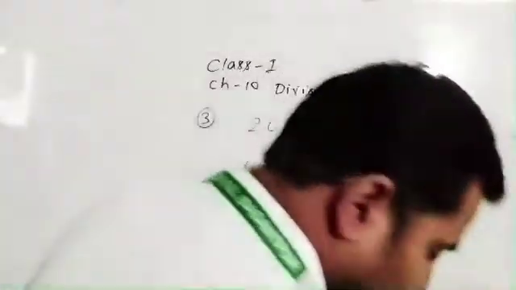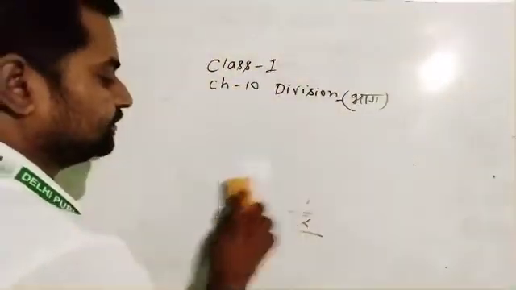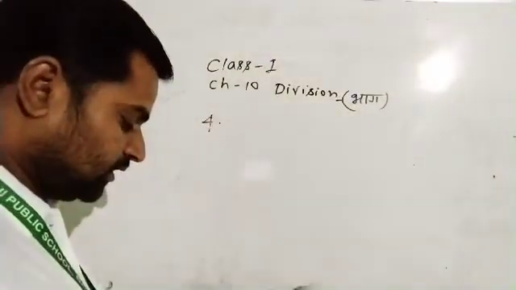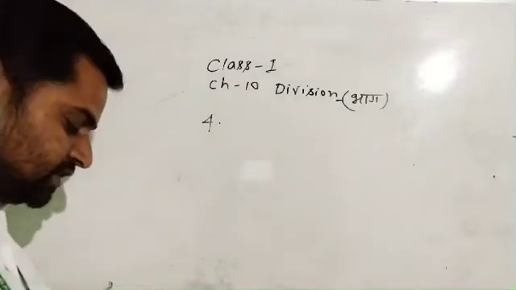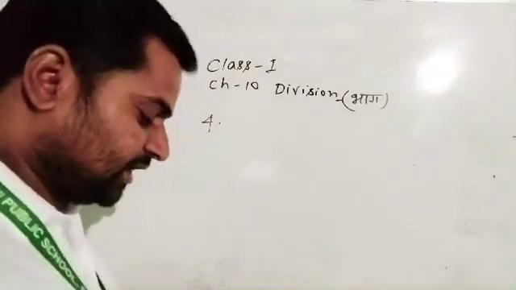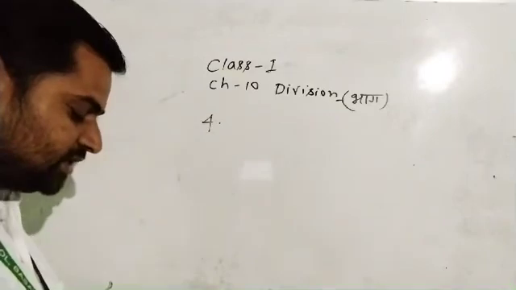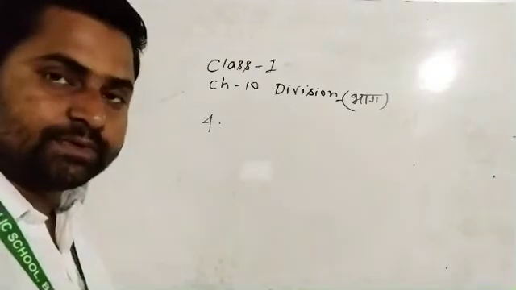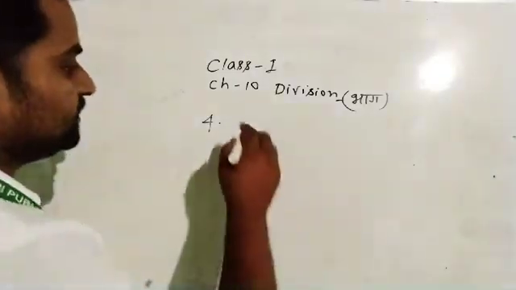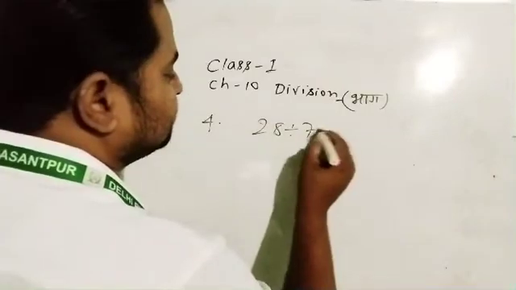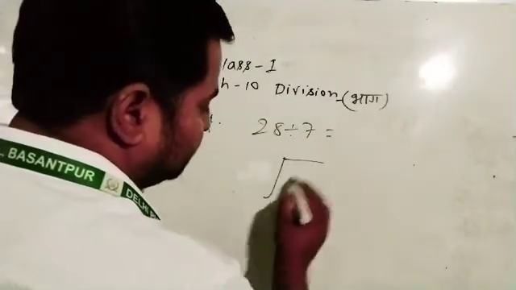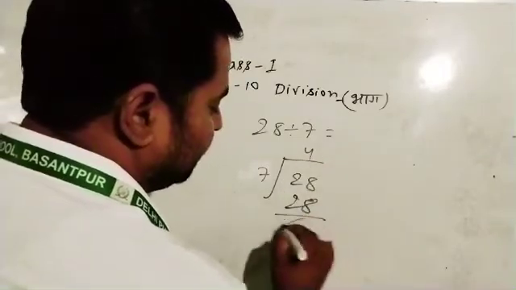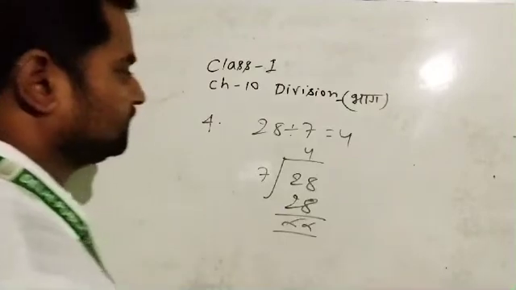And question number 4. The cost of 7 pens is Rs 28, find the cost of 1 pen. So students, first you write 28 divided by 7. 7 4s are 28. So your answer is 4.